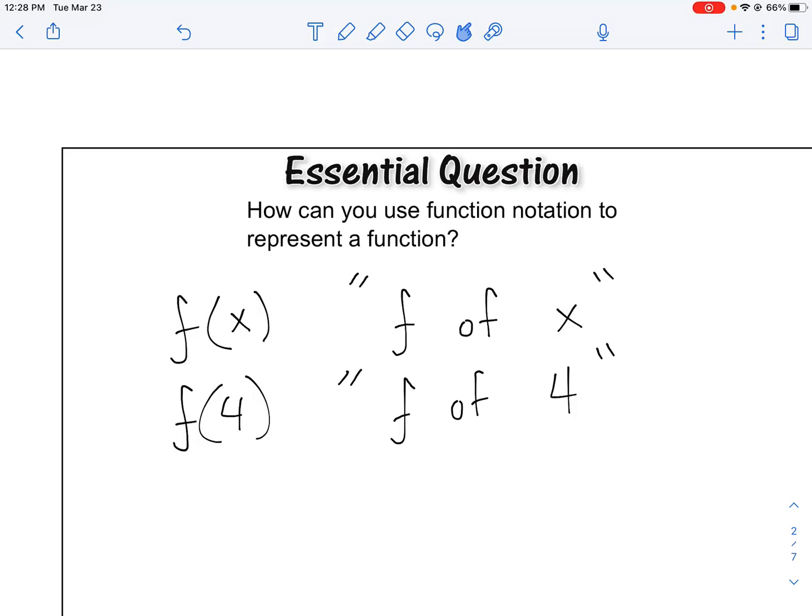Hello everyone, this is section 3.3 for Intro to Algebra. We're looking at function notation.